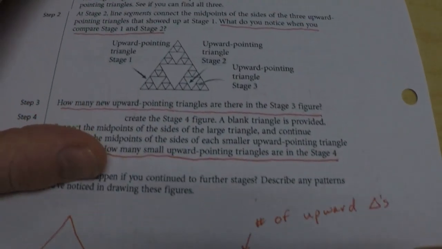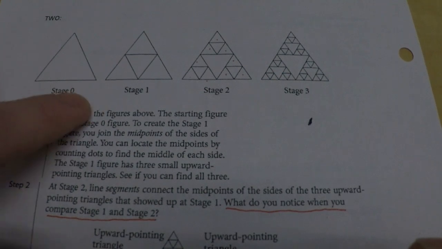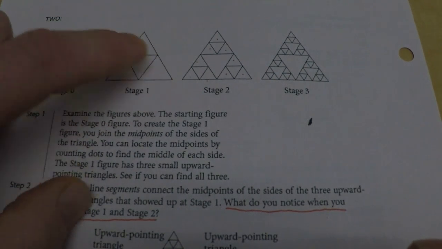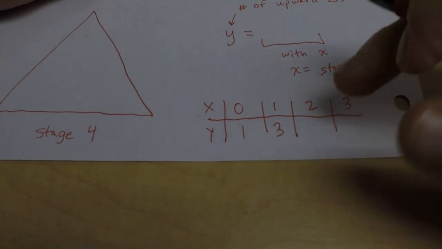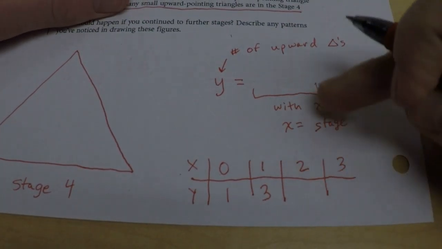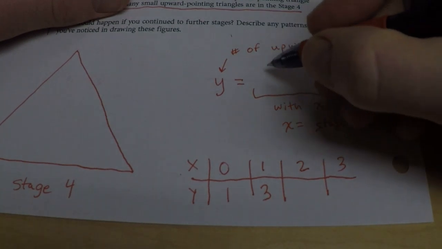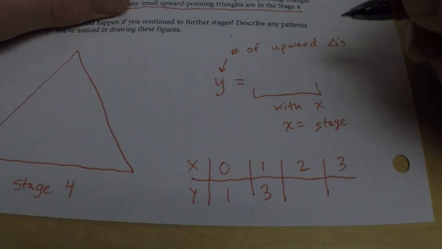and then stage 1 has 1, 2, 3 upward triangles. And continue that, and then use this table to create a rule. There's going to be some kind of number in x in here, or more than 1x.